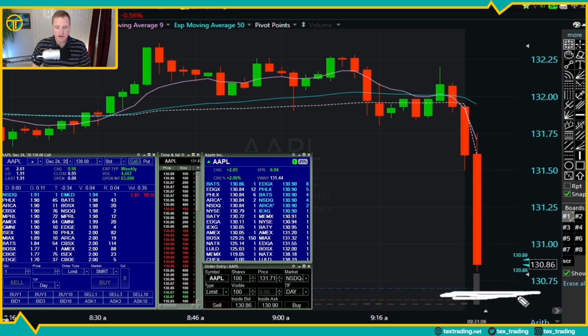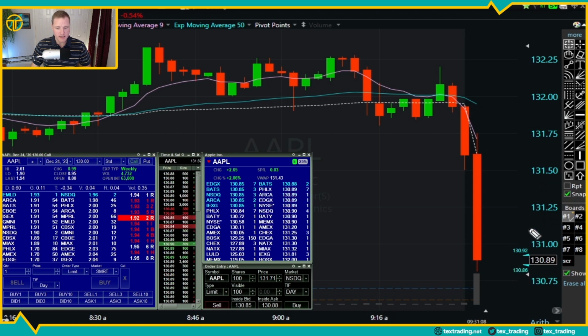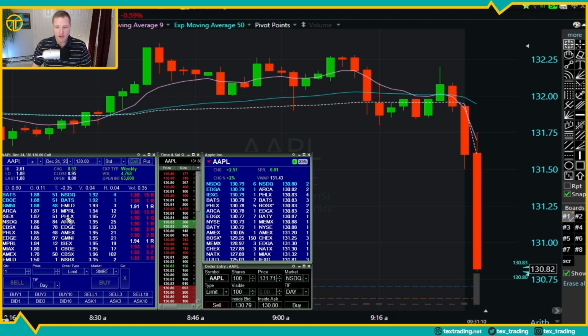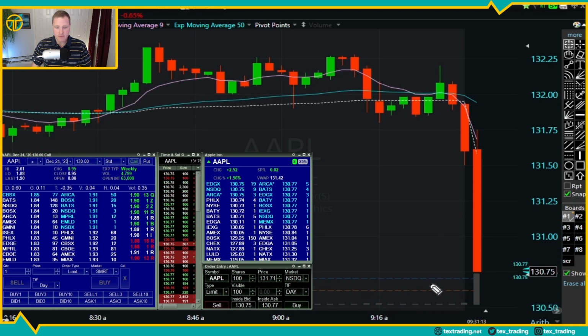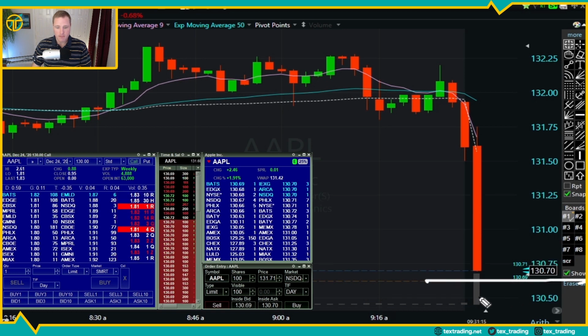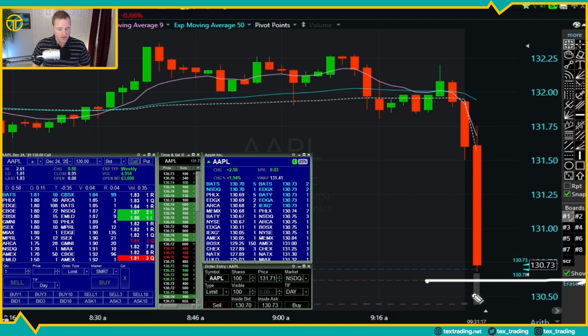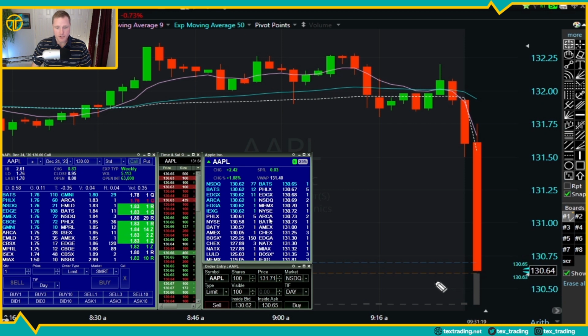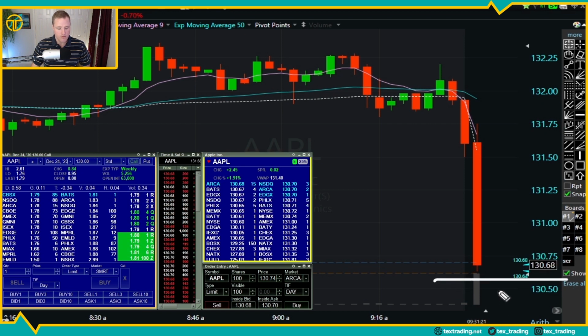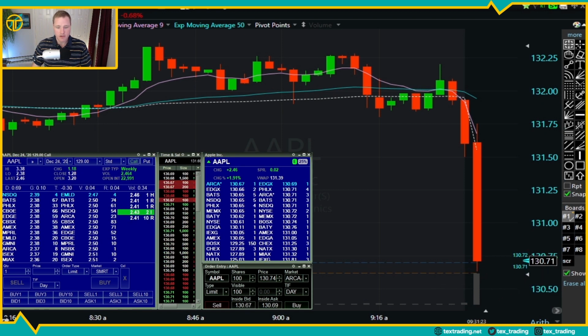So here it is. Here's the level, right? I'm watching this as Apple is washing down. I'm watching, and as it comes into my level here, I'm starting to buy. And then as it pushes down through the level, a little bit of a momentum overshoot, I'm buying some more, right? So I'm scaling into my position a little bit at a time.